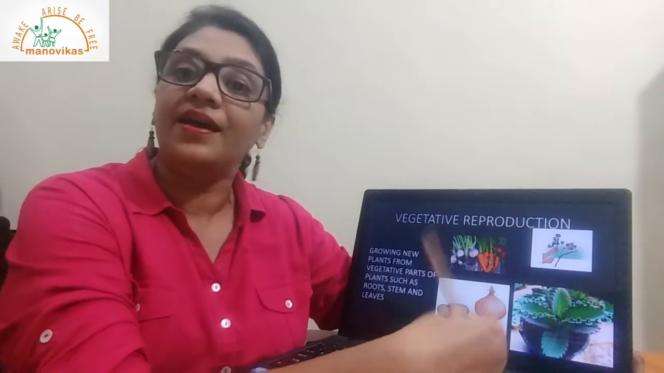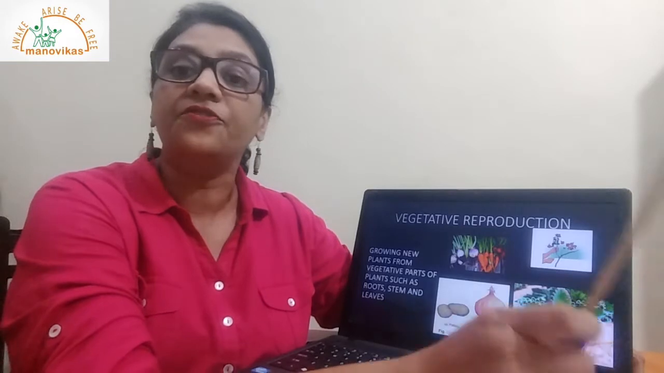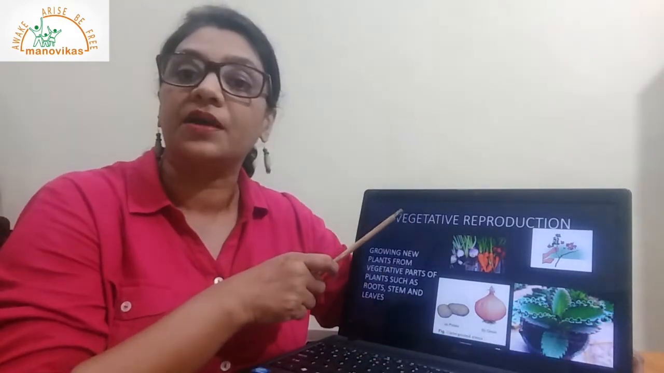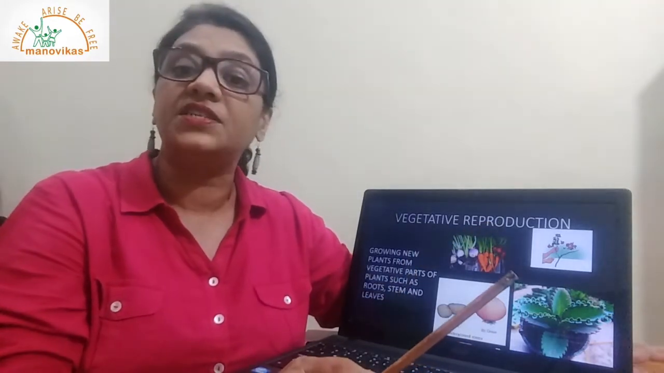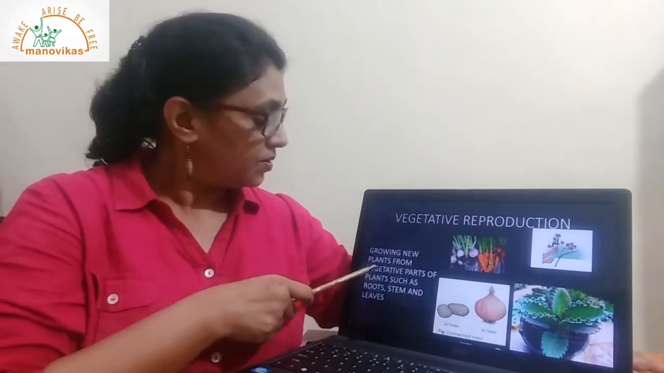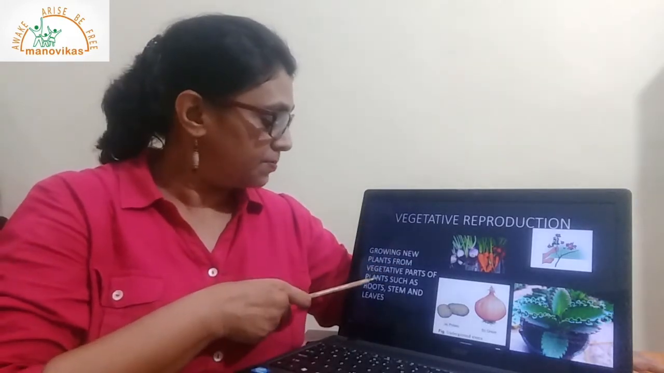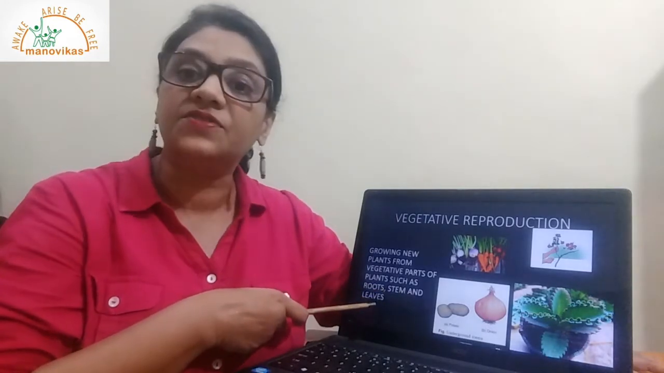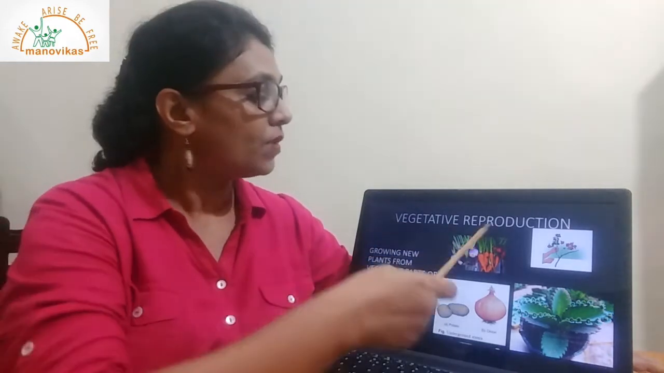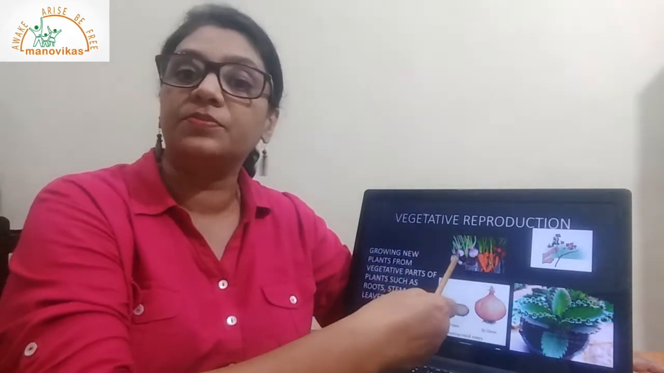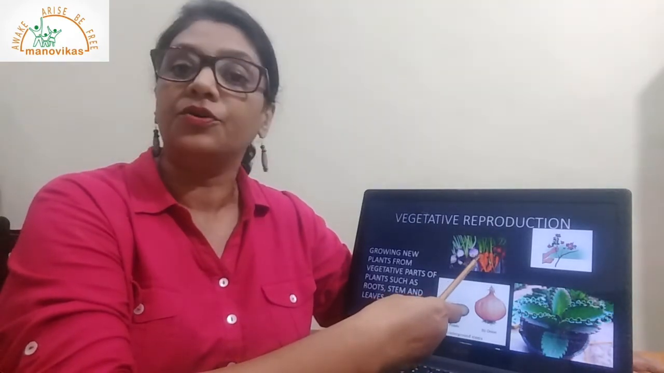Now we have another kind of reproduction where there is no fusion of the male and the female gamete. Such a reproduction is called vegetative reproduction. In vegetative reproduction, the vegetative parts of the parent plant like stems, roots and leaves are used to give a new plant. For example, here we have root vegetables. We can grow a new plant by planting the root.